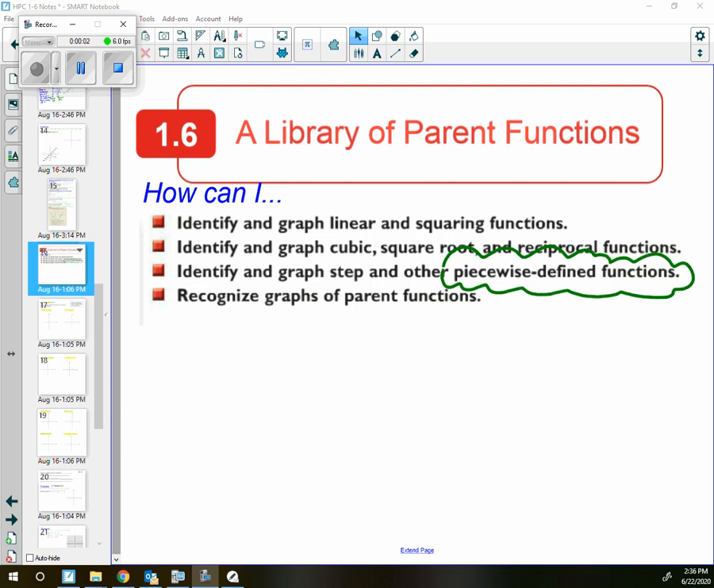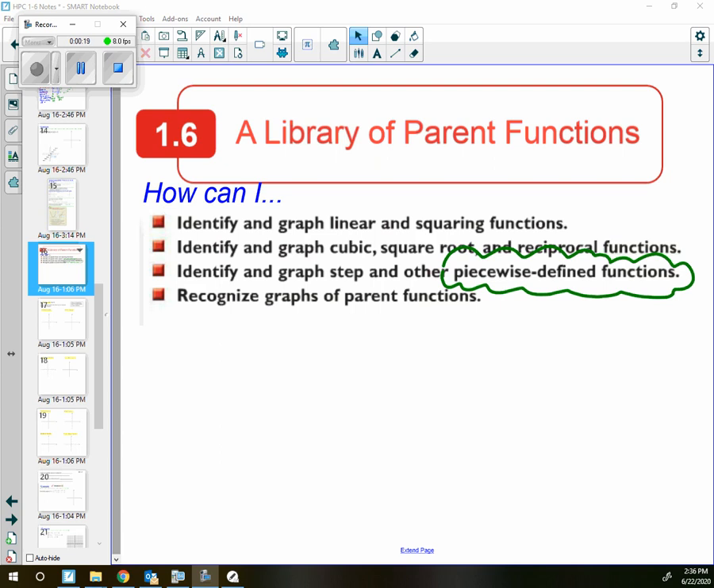All right, now that you survived 1-6 day one, the mega video for all the parent graphs, today we just need to figure out and deal with one last kind called piecewise defined. So our essential question for today is how can I identify and graph piecewise defined functions?